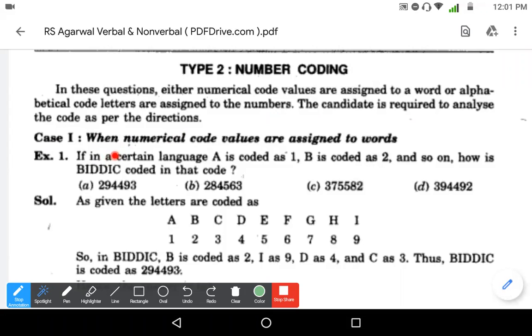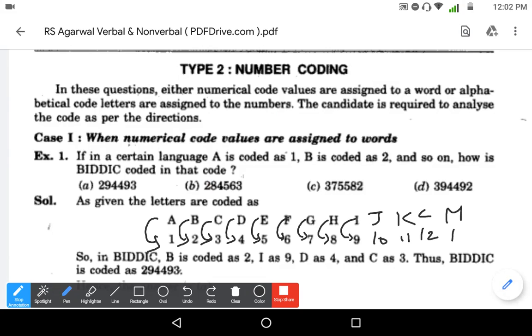So let us understand. When numerical code values are assigned to words, if in a certain language A is coded as 1, B is coded as 2, and so on, how is BIDDIC coded in that code? What we are going to do here is write down all of your alphabets A to Z in one corner and write the code for each. If A is 1, B is 2, C is 3, D is 4, 5, 6, 7, 8, 9, 10, 11, 12, 13, 14, 15, and so on, like this until 26.